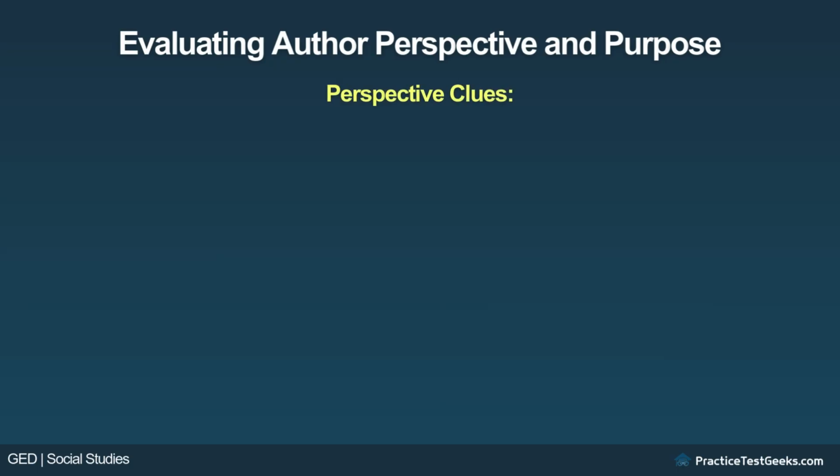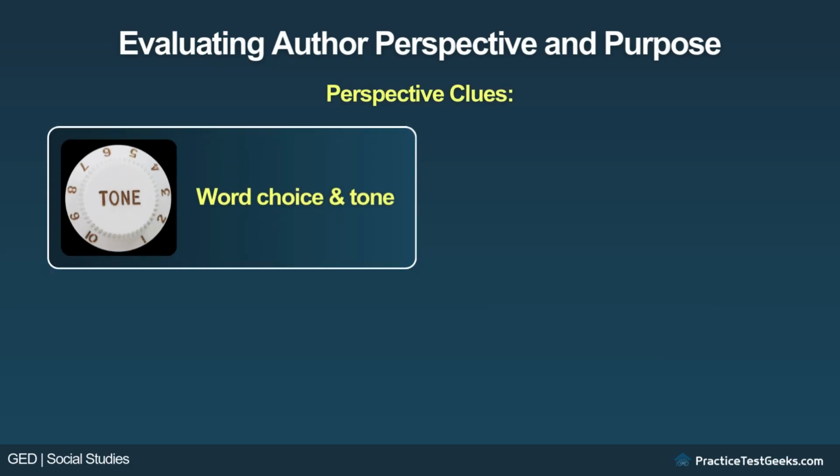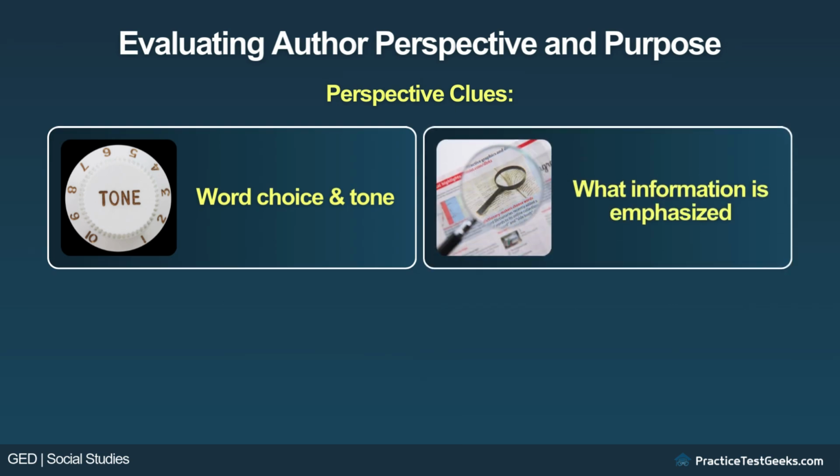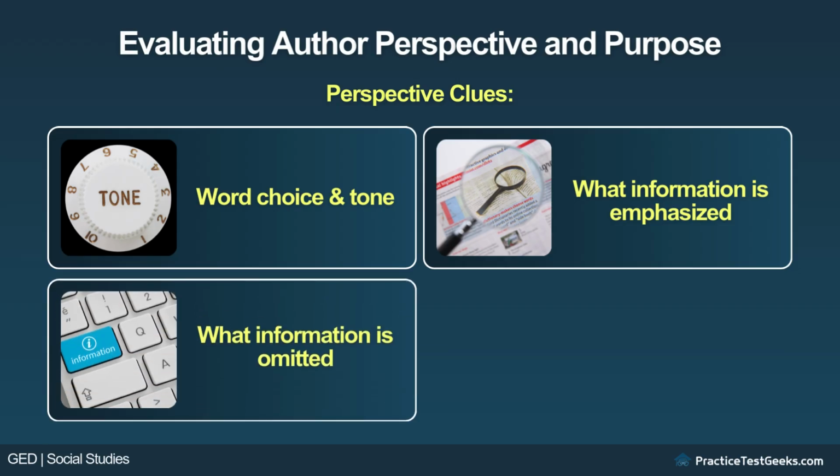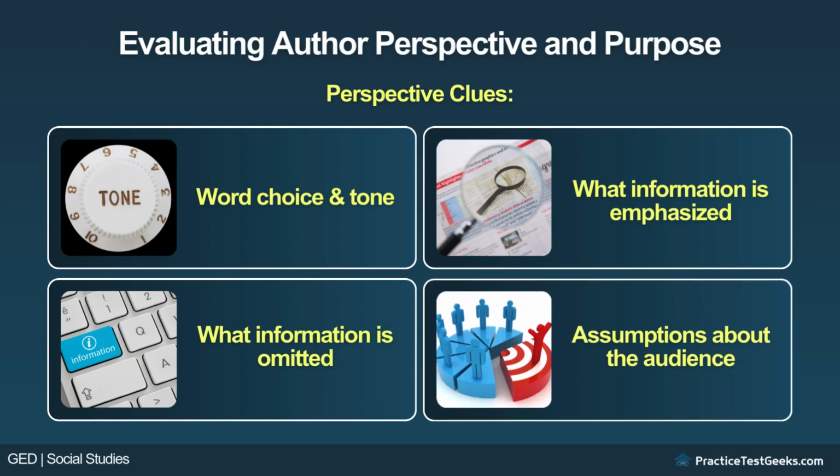Look for perspective clues in the writing. Word choice and tone reveal the author's attitude toward the subject. Notice what information is emphasized. This shows what the author considers most important. Pay attention to what information is omitted. Missing details can be as revealing as included ones. Consider the assumptions about the audience. Is the author writing for experts, general public, or people who already agree with them?